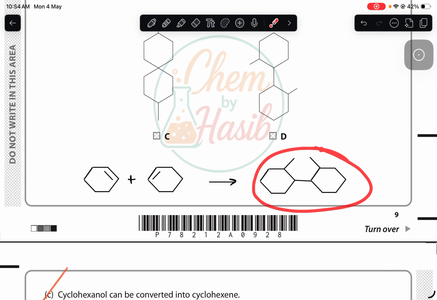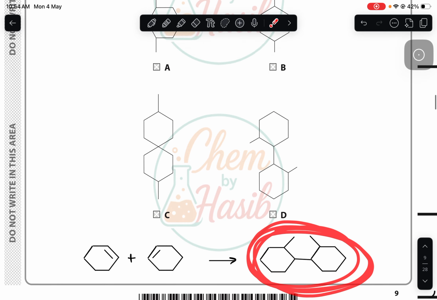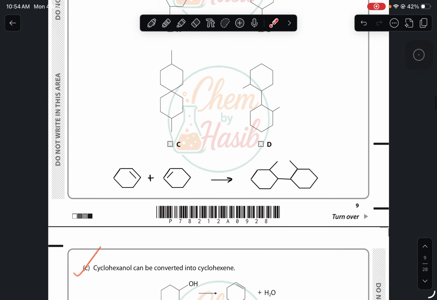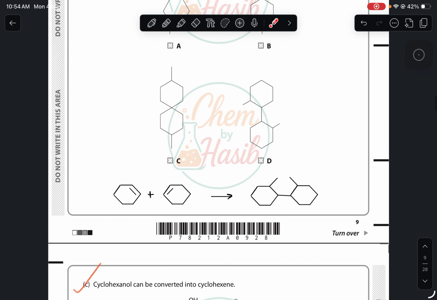So this answer matches with option D only. So D is your answer. It matches with option D only.